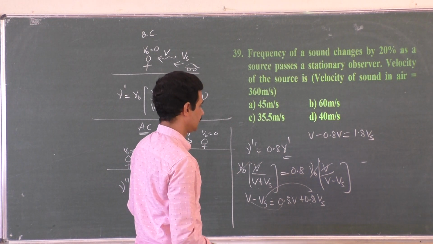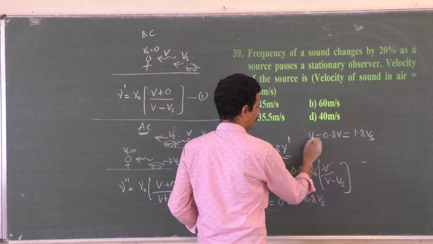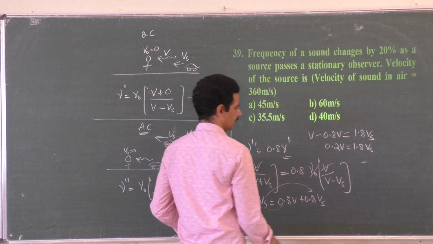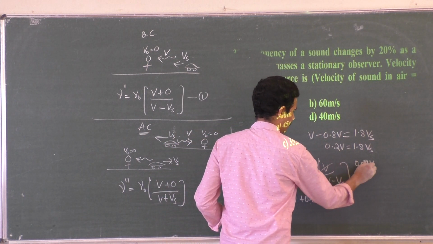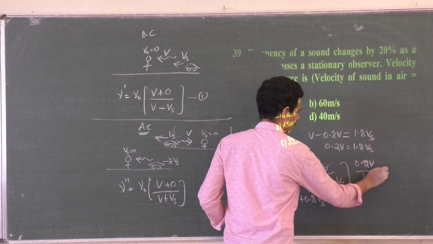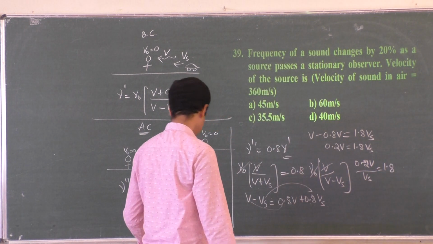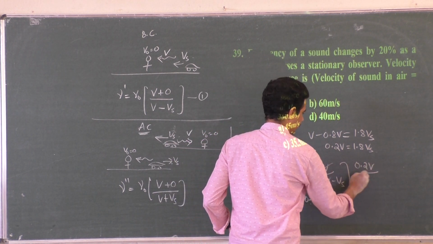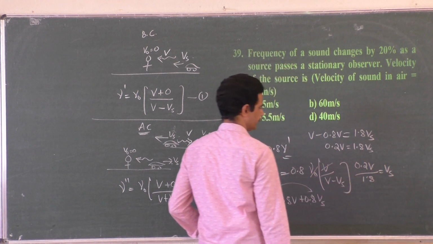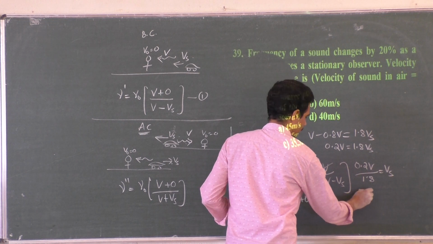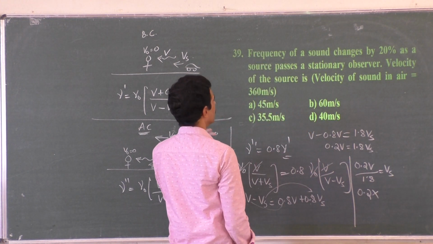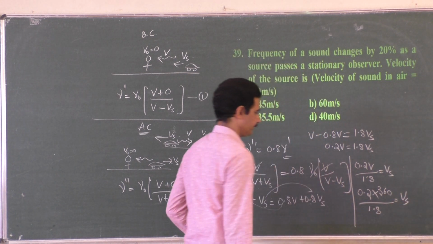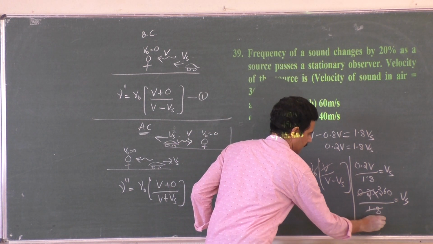What is velocity of sound given? 360. Yeah. This is 0.2 V equals 1.8 Vs. What is Vs? 0.2 V by 1.8 is equal to Vs. We want Vs. What is 0.2 V? 0.2 times 360 by 1.8 is equal to Vs, which is 40.